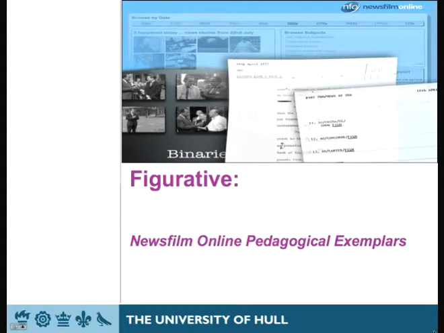This exemplar focuses on the figurative learning design, which comprises a number of different components commonly used in higher education teaching, for example metaphor, simile and analogy, whereby usually a difficult idea or concept is explained by comparison with something the student or the learner is already familiar with.